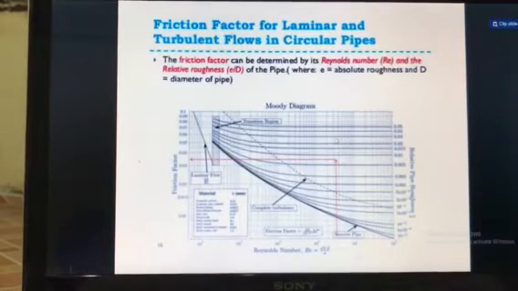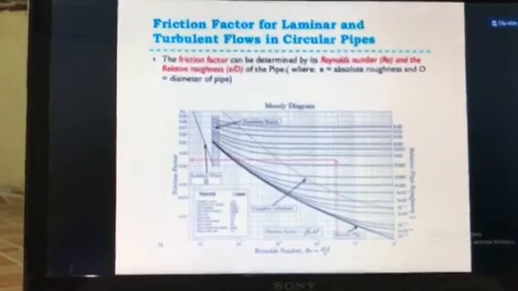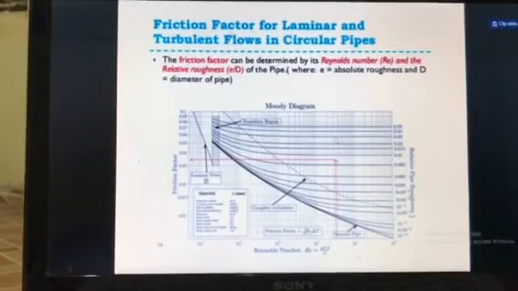Good evening, guys. In the previous lecture, we studied the friction factor and how to find it for laminar flow. The formula is friction factor f equal to 64 divided by the Reynolds number Re. Next, for turbulent flow, there are two cases: smooth pipe and rough pipe.